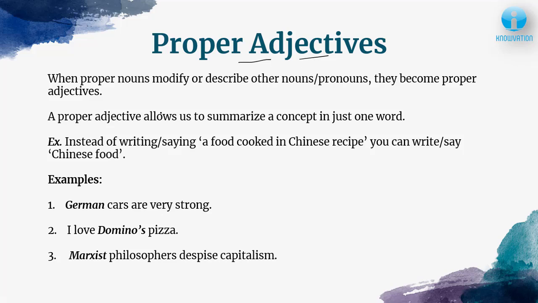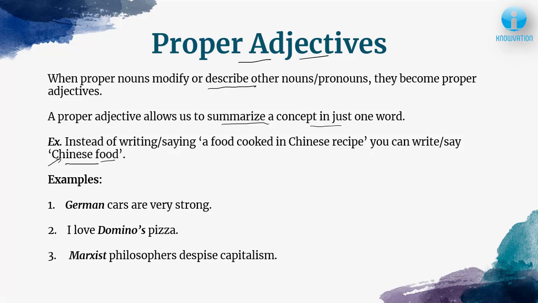Now friends, when a proper noun modifies or describes other nouns or pronouns, they become proper adjectives. अगर कोई proper noun ही किसी और proper noun को describe करेगा, then they are called proper adjectives. A proper adjective allows us to summarize a concept in just one word. How? Let's see. Instead of writing or saying a food cooked in Chinese recipe, you can just say Chinese food. So here Chinese is a proper noun and food is another noun, and hence Chinese is going to be my proper adjective. Why? Because it's a proper noun describing another noun.